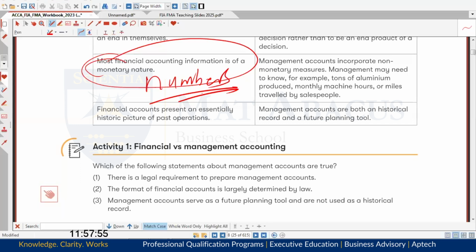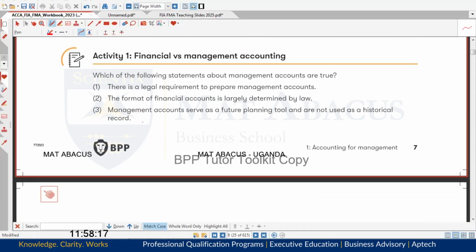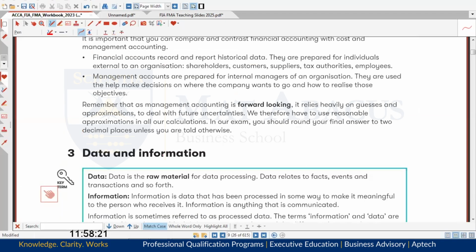For example, innovation. How do you assess innovation? Innovation is important. Number of new products, okay? Every time the number of new products increases, that means that company is innovative. So some of those attributes can only be measured by other attributes which are not money related. Those are some of the simple differences between financial and management accounting.